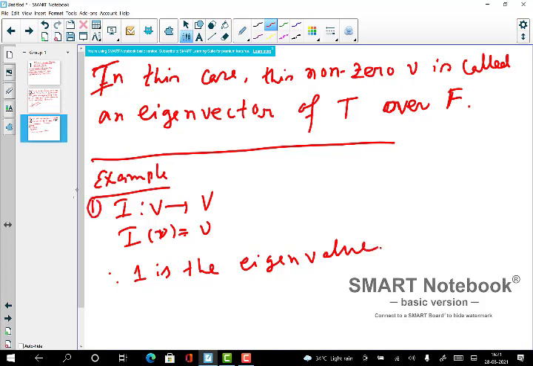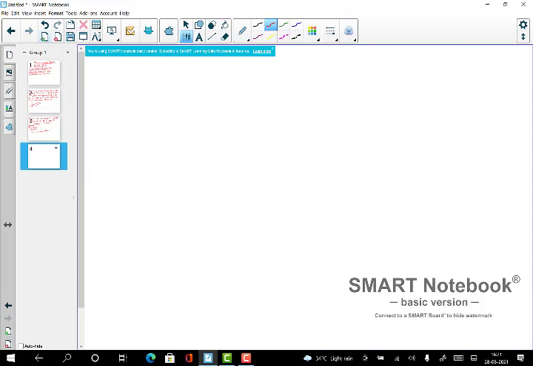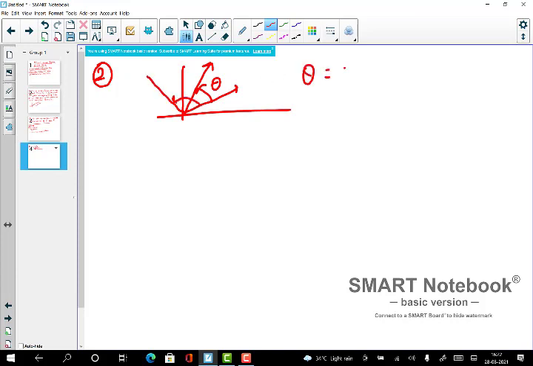Similarly, for the zero operator, you know that zero is the eigenvalue, right? It's obvious. And now, there was another operator we discussed called rotation. You remember rotation by some angle, right? You have something and then you rotate it anti-clockwise by theta. Now suppose theta is pi by 2. What happens?